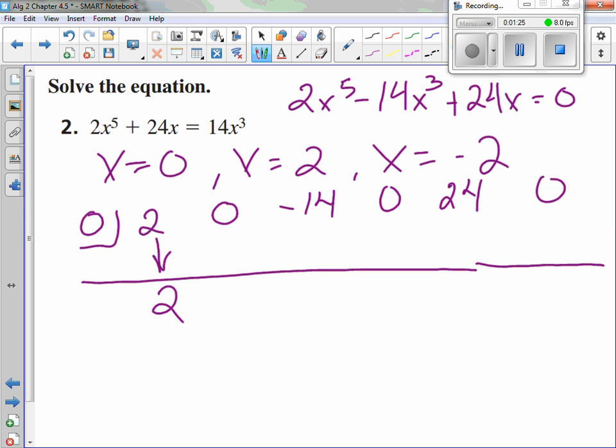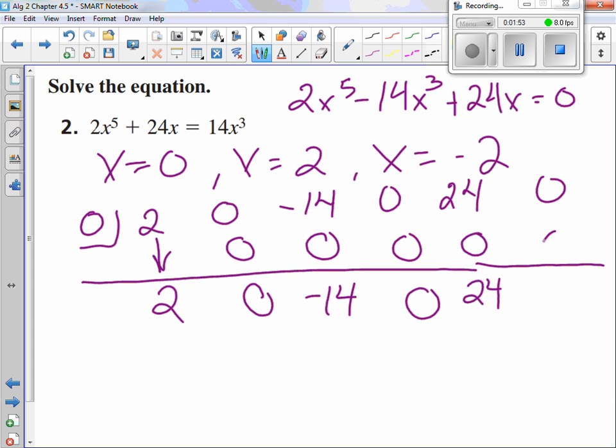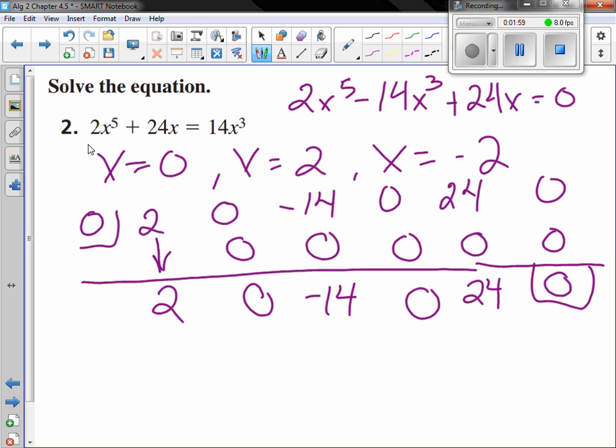Drop the 2. And luckily for this here, since the number inside the cubbyhole is 0, it's going to make this kind of easy, because 0 times 2 is 0 plus 0. 0 times 0 is 0, -14 plus 0 is -14. 0 times -14 would be 0. 0 plus 0 is 0, 24, 0, and 0. That's kind of like what we expected, yes? Because we expected a remainder of 0 because we know it's a solution since it crossed the x-axis, yes?